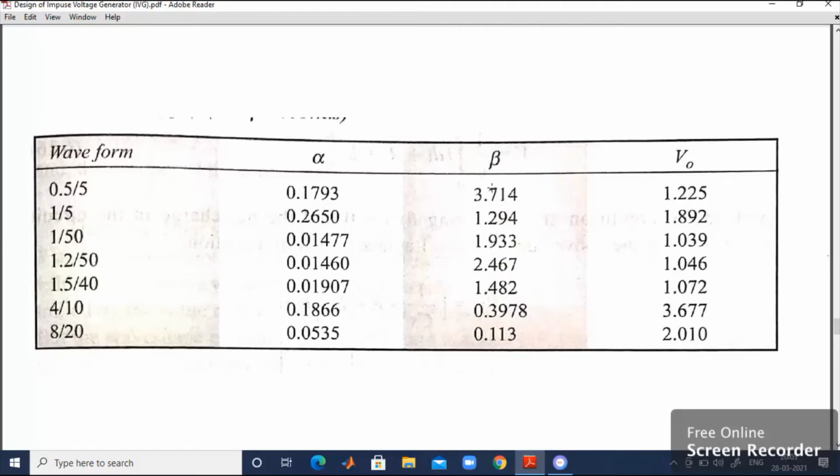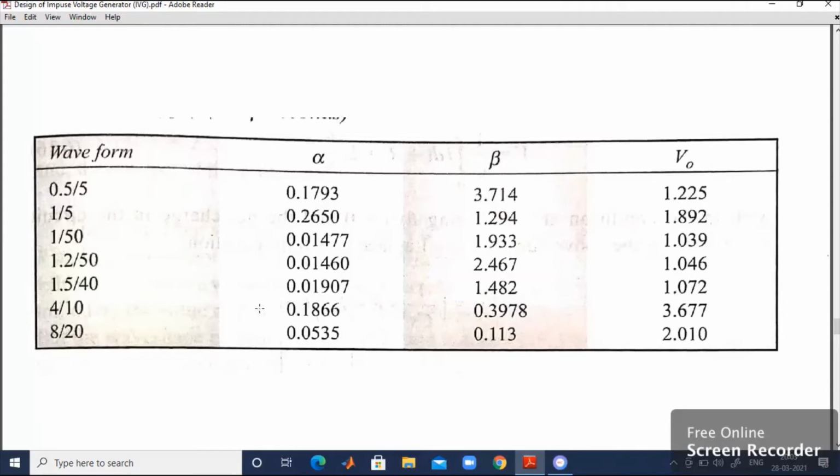Okay, so that value is also very clearly provided. And output voltage V0 is 1.225, 1.892 for the respective combinations. So please remember this table for your reference. This will 100% help you out for the design.